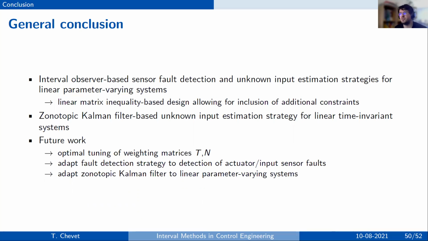We also introduced a zonotopic Kalman filter unknown input observer for linear time-invariant systems. And in future work, we would like to find the optimal tuning of the weighting matrices T and N to adapt the fault detection strategy to detection of other types of faults. And finally, to adapt the zonotopic Kalman filter to linear parameter varying systems.